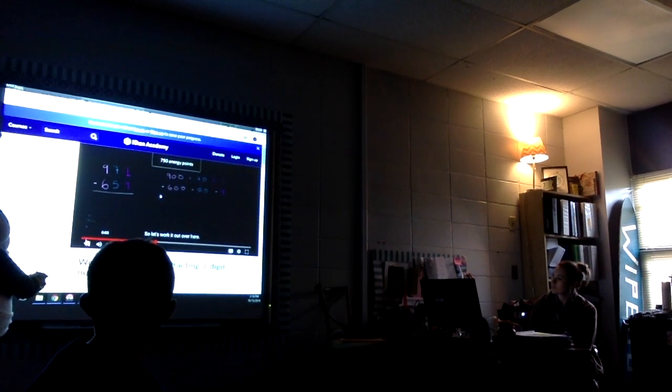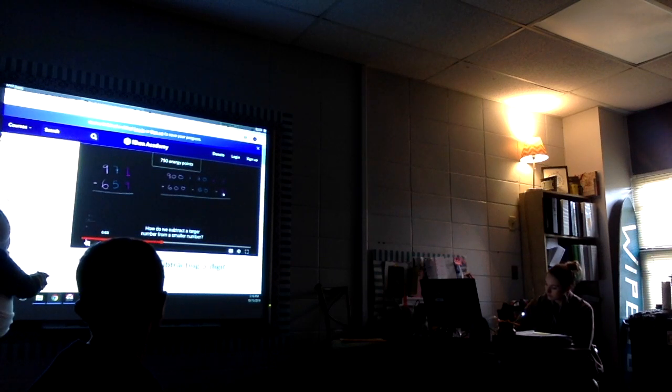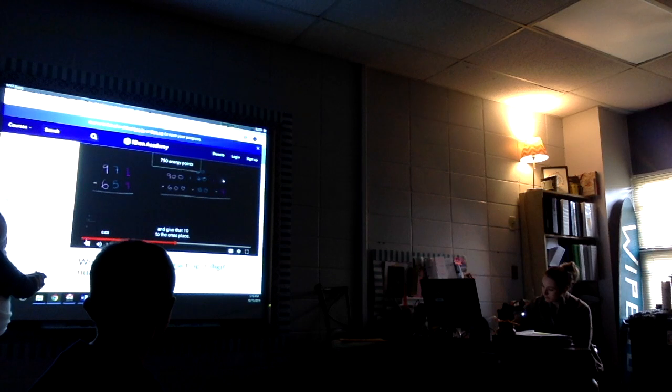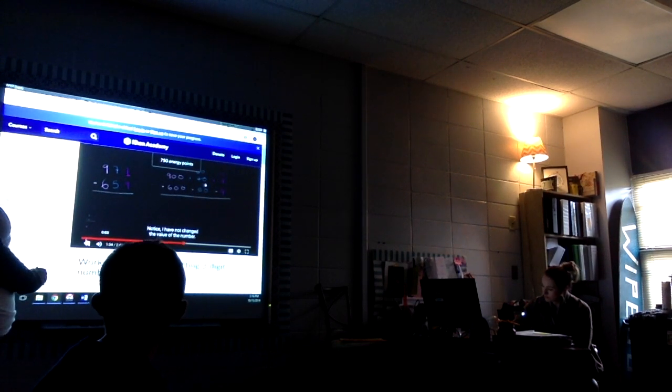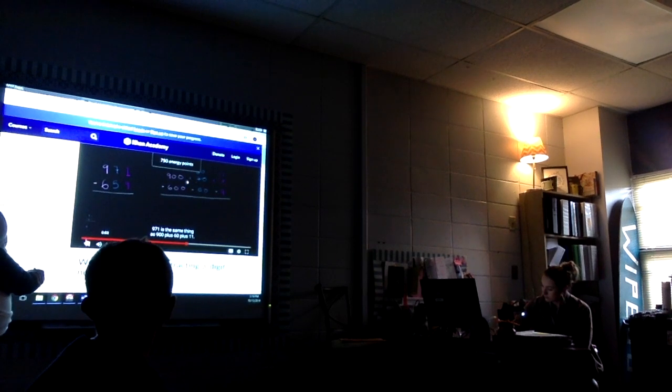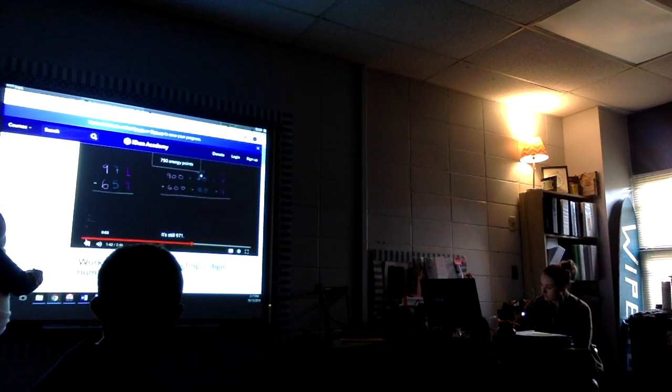So let's work it out over here. This is the exact same problem, just written a little bit differently. And we still have the same issue. How do we subtract a larger number from a smaller number? And the solution lies in trying to take value from one of the other places. The easiest place to go is, look, we've got 70 here. Why don't we take 10 from here, and we'll be left with 60, and give that 10 to the ones place. So if you add 10 to 1, what do we have? Well, then we're going to have 11. Notice, I have not changed the value of the number. 971 is the same thing as 900 plus 60 plus 11. It's still 971.